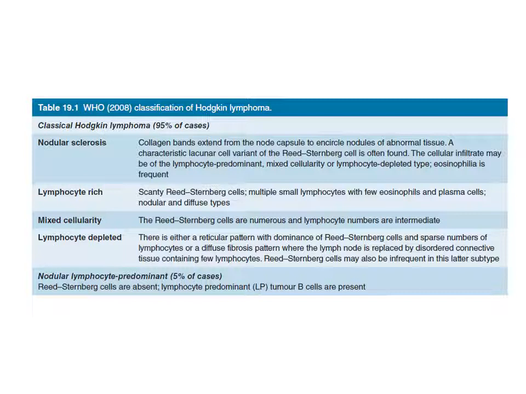So 90% of these patients of Hodgkin lymphoma belong to classical Hodgkin lymphoma, and these are its subtypes. 5% may be from the other group, that is nodular lymphocyte predominant type. Reed-Sternberg cells are absent, lymphocyte predominant, tumor B cells are present. So this is the WHO classification of Hodgkin lymphoma and its features. This table is from Essential Hematology.